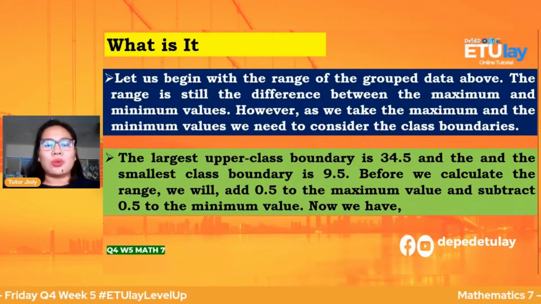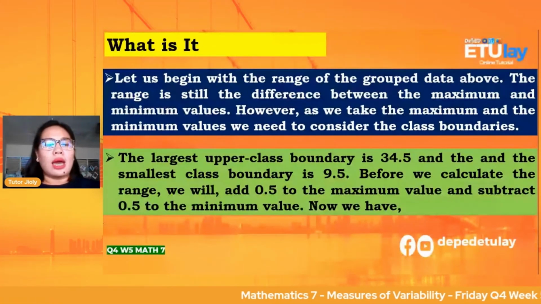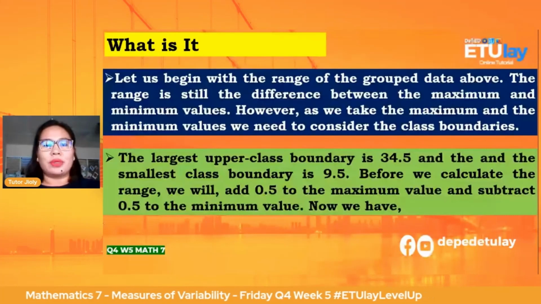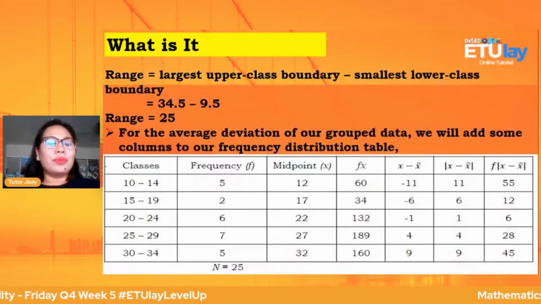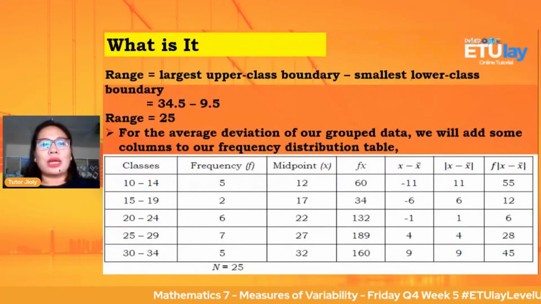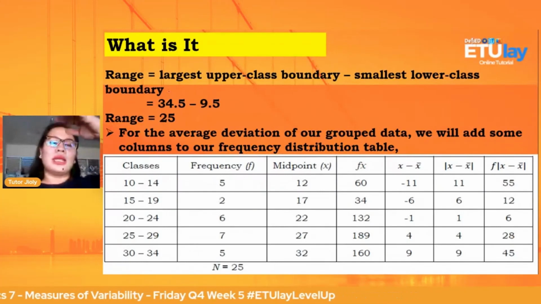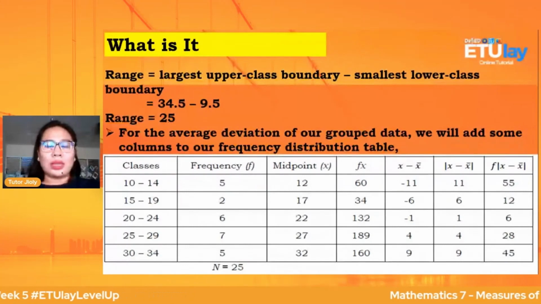Before we calculate the range, we will add 0.5 to the maximum value and subtract 0.5 to the minimum value. Okay, now we have, tingnan natin, kung paano kinuha. Okay po? So we have yung boundaries natin, di ba, ang sabi, largest upper class boundary, smallest lower class boundary. So, kukunin natin yung upper class and then the lower class, saka pa lang tayo mag-subtract to get the range. That is 25. Okay, tingnan natin kung paano nakuha.